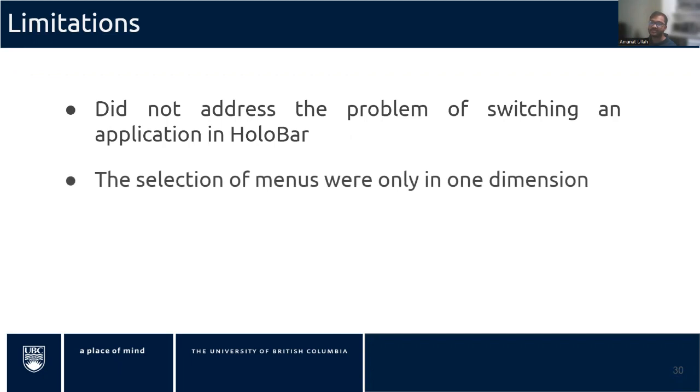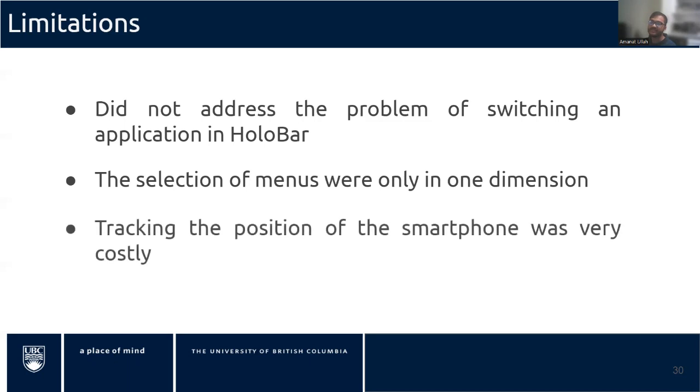Another thing was the selection was all in one dimension, whereas in the real world, for VR, AR, in cases like this, it usually requires manipulation in multiple axes. So that could be worked on. And another thing is the tracking of the smartphone with respect to the HMD was very costly. They required 12 cameras and an OptiTrack system to do that. So these were the limitations.